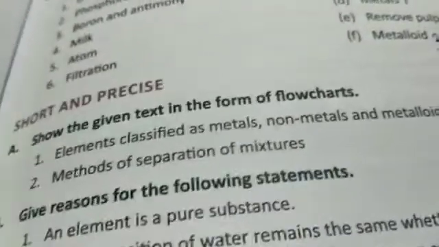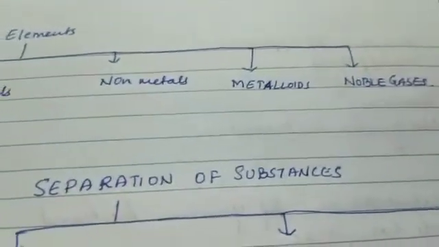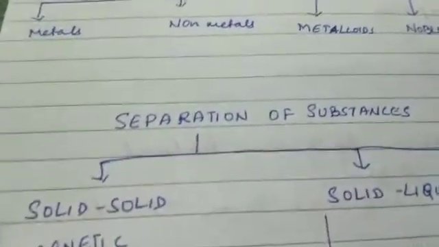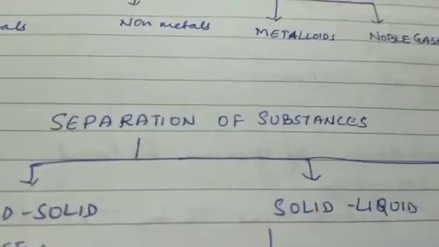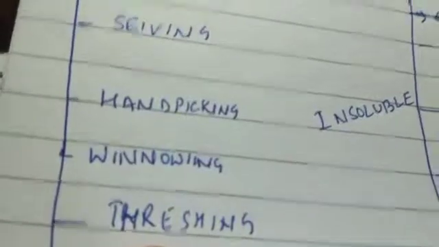Now let's see the flow charts. So the first flow chart will be like this: elements, then metals, non-metals, metalloids and noble gases. For the differences in separation of substances: solid with solid, solid with liquid. Then in solid with solid: magnetic separation, sublimation, sieving, hand picking, winnowing, threshing.